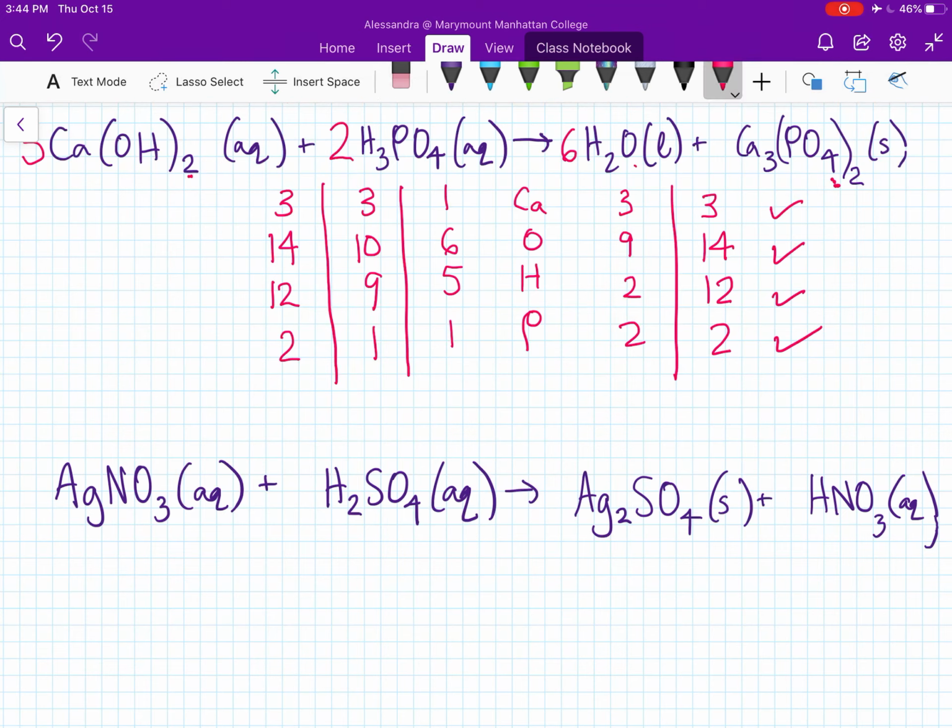I have 2 silvers on the right. So if I put a 2 here, that balances the silvers. And that creates 2 nitrates on the left. And if I put a 2 here, that makes 2 nitrates, NO3 minuses, on the right. And miraculously, that also brings the hydrogens into balance. So that looks like a very complicated one, but it actually turned out to be very simple to balance. So if you see that polyatomic ions are not breaking apart, you can kind of treat them as entities on both sides of the reaction.